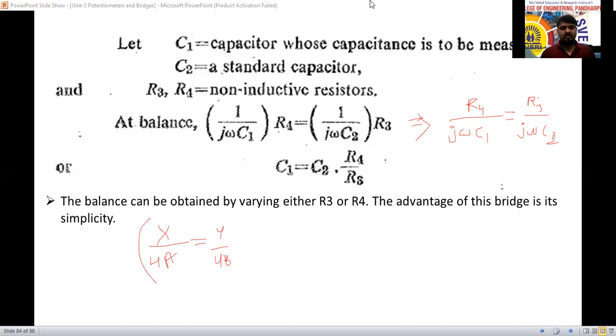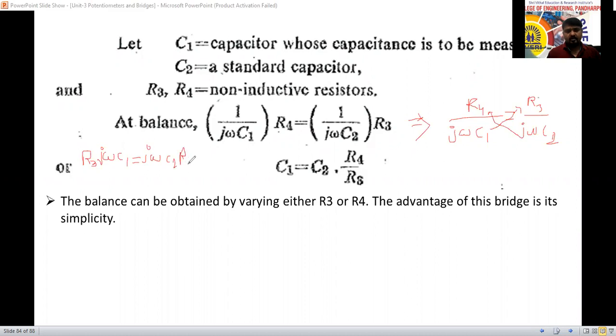I will write one more method, an easy method. Next, what to do? This j omega C1 you send to the RHS side, it will multiply into R3, and this j omega C2 you send to the LHS side here. So we can write this one as R3 j omega C1 equal to j omega C2 R4 here.